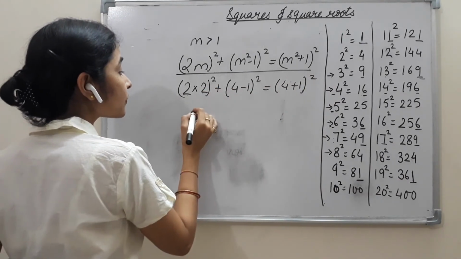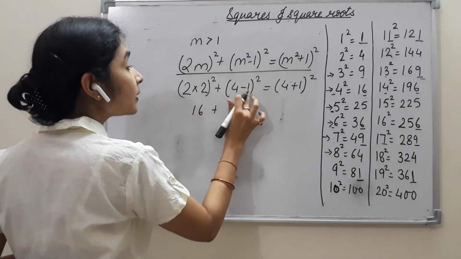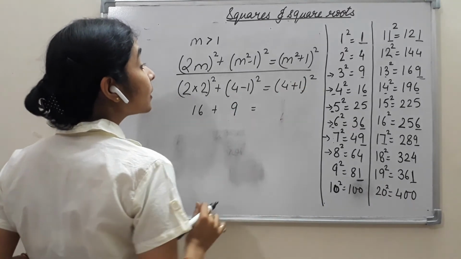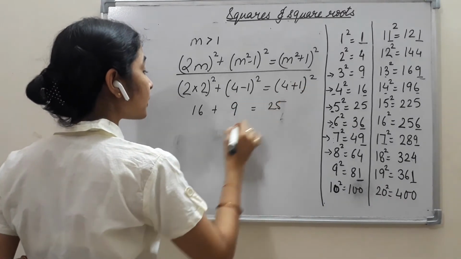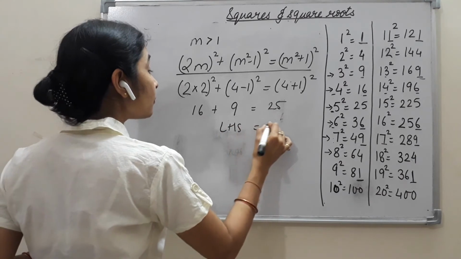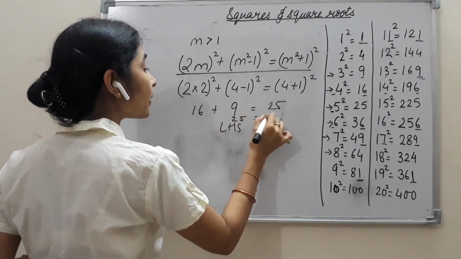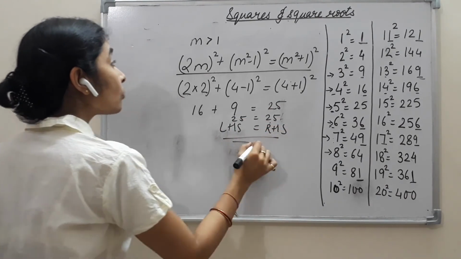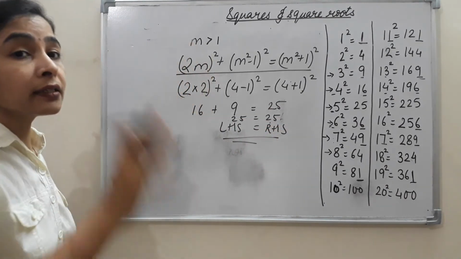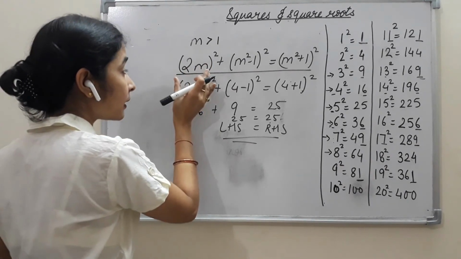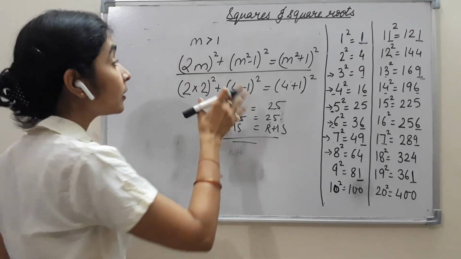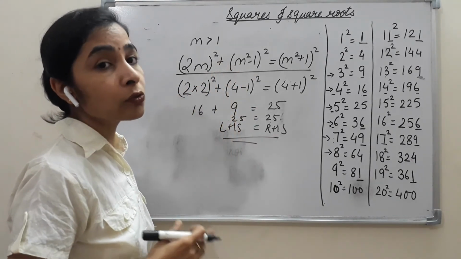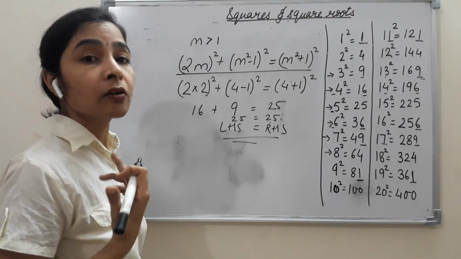Okay, 4 square gives us 16. 4 minus 1 is 3. 3 square gives us 9. 4 plus 1 is 5. 5 square gives us 25. Now see, LHS is equal to RHS. 16 plus 9 is equal to 25, and the RHS is also 25. So any number m greater than 1, when taken as (2m) whole square plus (m square minus 1) whole square, is always equal to (m square plus 1) whole square.